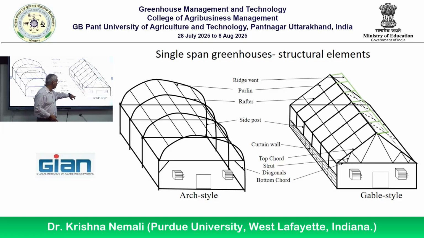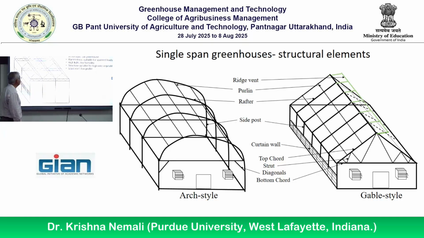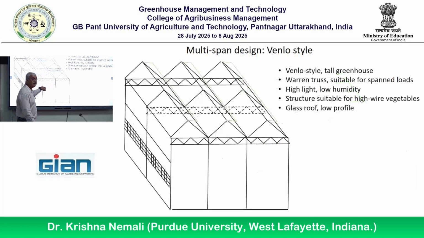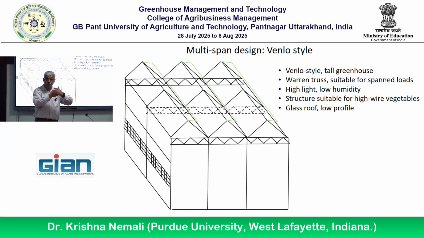Okay, now let's look at a multi-span greenhouse. What is this? This is a multi-span greenhouse. There are 3 bays. You can have 3, you can have 20, doesn't matter. Just put an example there. This is called a Venlo style. Venlo, V-E-N-L-O. Venlo is a city in the Netherlands. It is pretty close to Germany. I think I told you this on the first day.